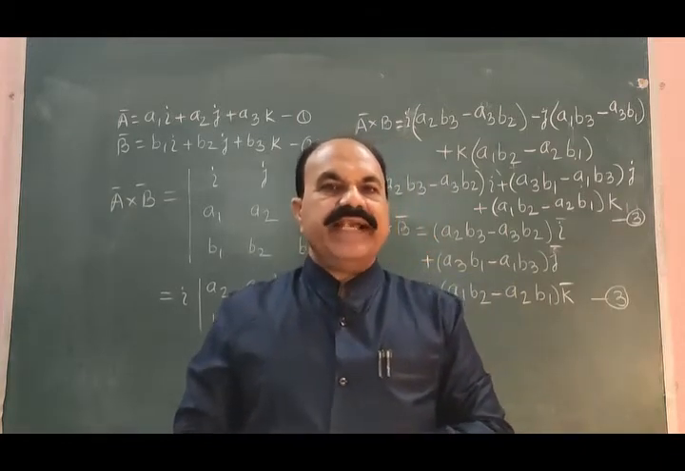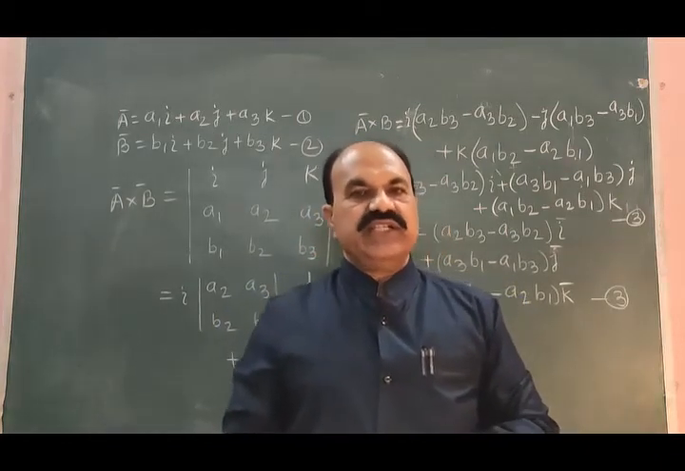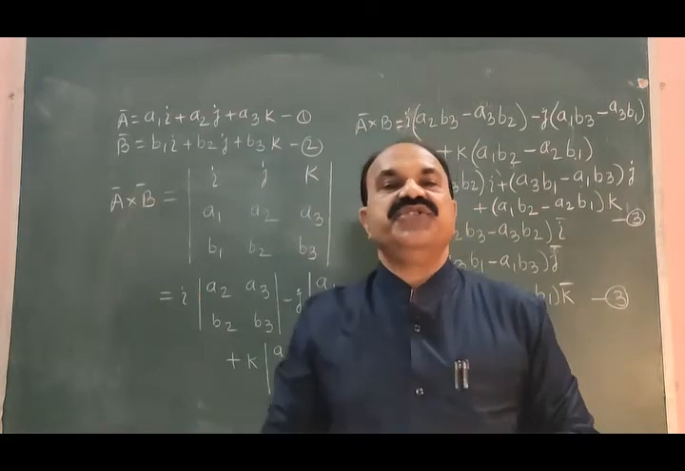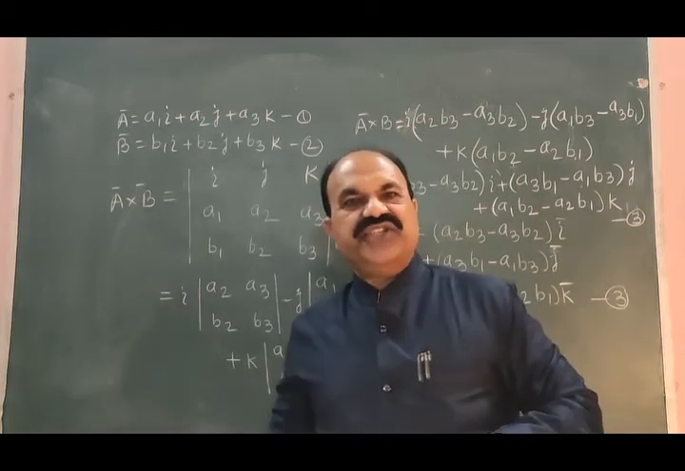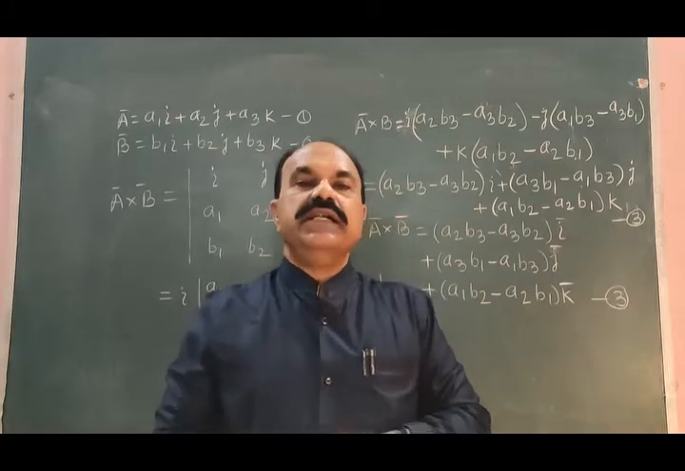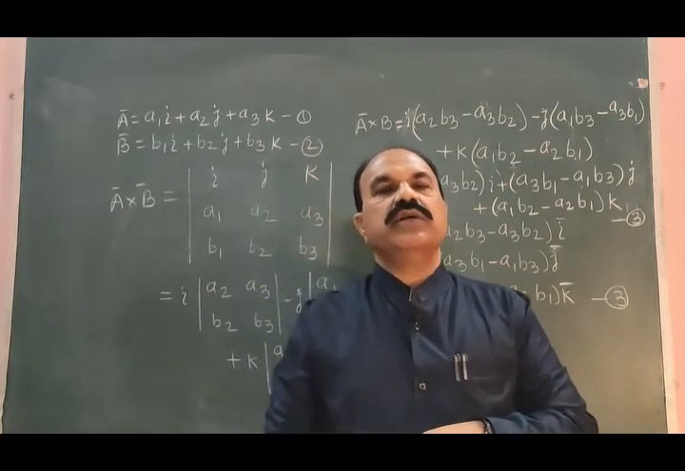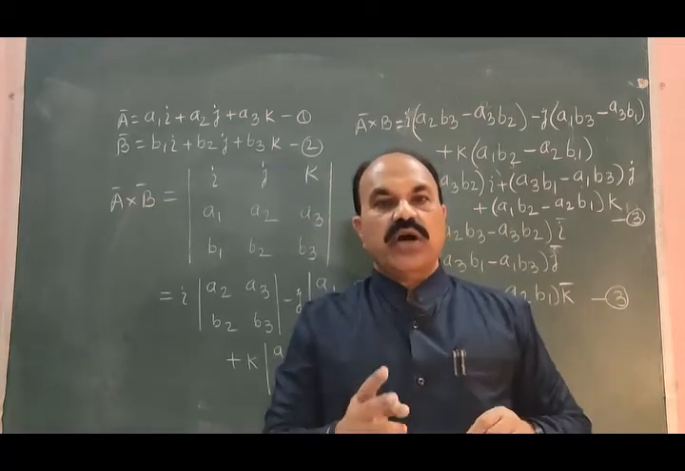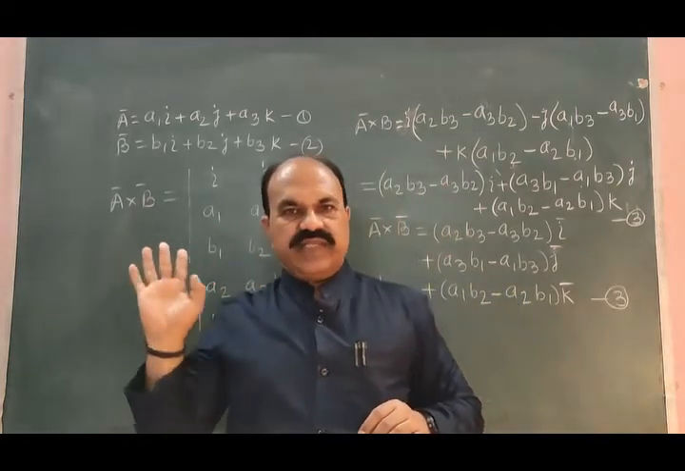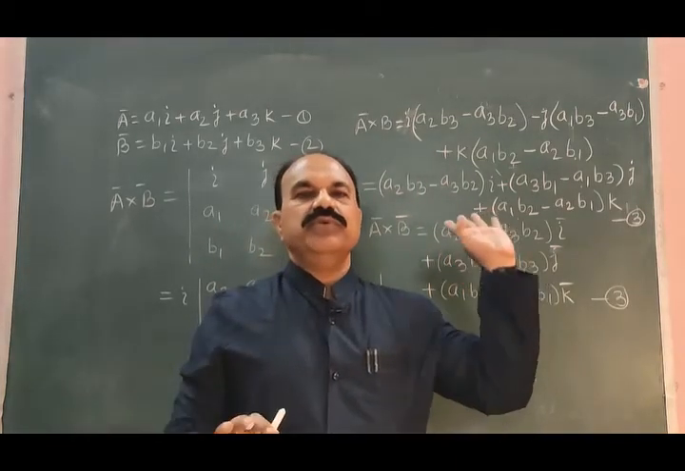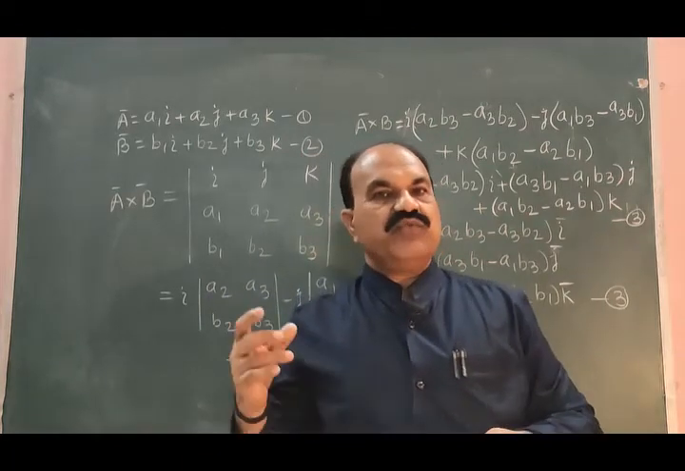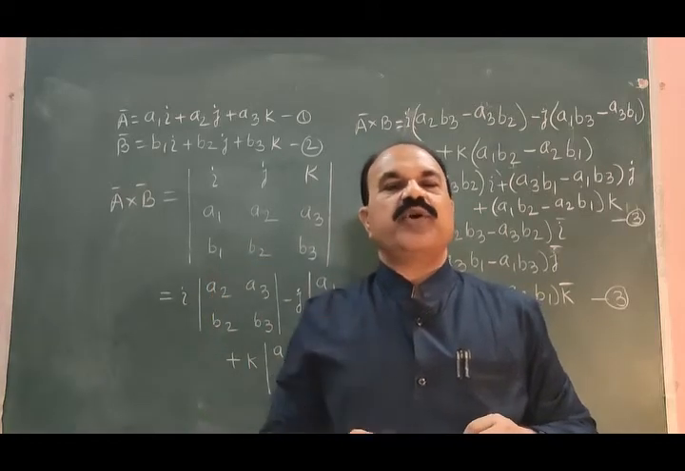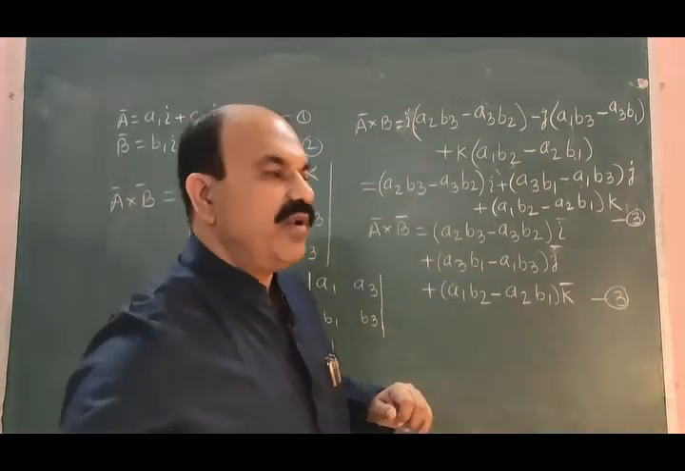The shortest and very easy method to get cross product or vector product of two vectors is by using the determinant. So this is the other method, the determinant method for getting the cross product or vector product of two vectors. It is very simple. Hope you got it. Now let us try to work out a few problems on vector product of two vectors.